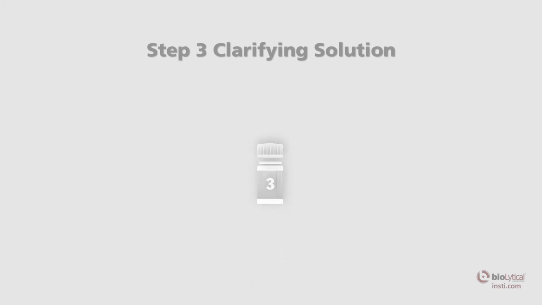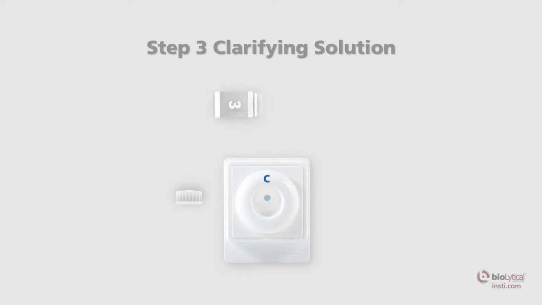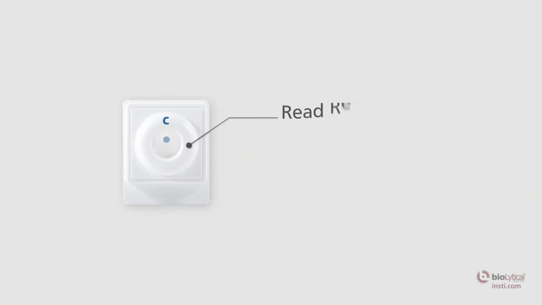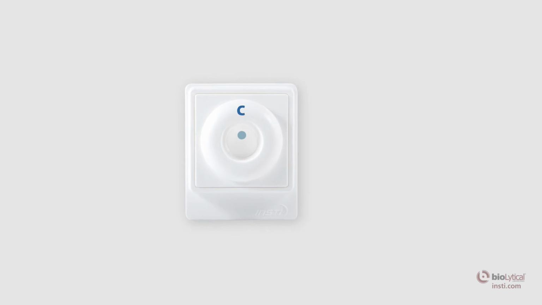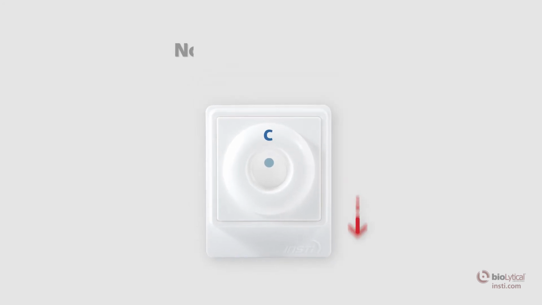Open bottle number 3, the clarifying solution, and pour the entire contents into the center of the membrane unit well. The solution should be absorbed completely. The clarifying solution will reduce the background to provide more contrast to the spots and facilitate reading. Immediately read the result while the membrane is still wet. Do not read the results if more than 5 minutes have elapsed following the addition of clarifying solution. When reading the results, make sure the tab of the membrane unit is oriented towards you.